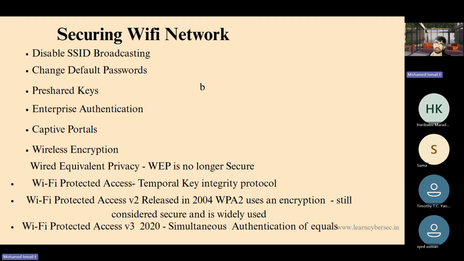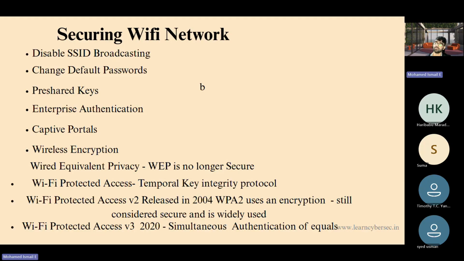So pre-shared keys must be complex. Enterprise authentication is not applicable for a house. In corporate or companies, they use identity and access management like Azure, ADFS, Entra ID, or Okta. They integrate with the Wi-Fi access point and use MFA to connect to Wi-Fi and authenticate. It's a more complex and secure system for enterprises. But for a house, enterprise authentication is not possible.